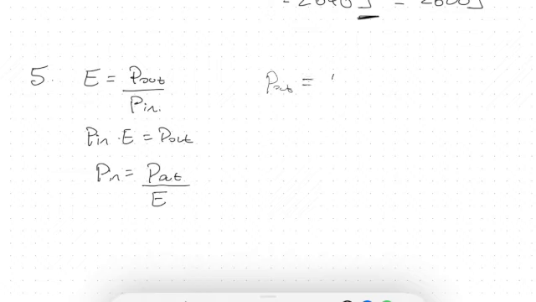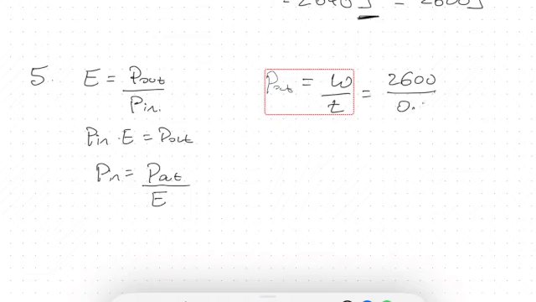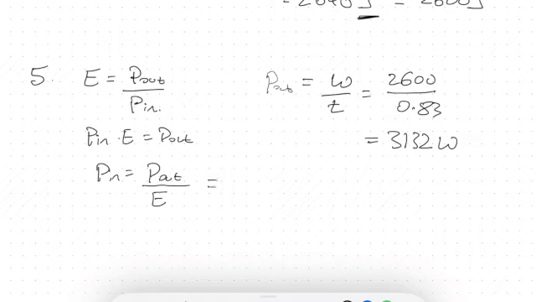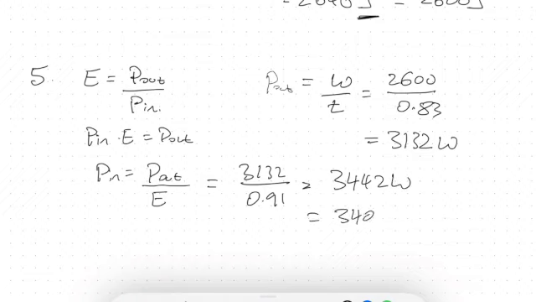So what's the formula for power? Work divided by time. So we got that already. 2600 divided by 0.83. So 2600 divided by 0.83 is 3132 watts. So the power in is 3132 divided by the efficiency, 0.91. I get 3442 watts, which is 3,400 watts.